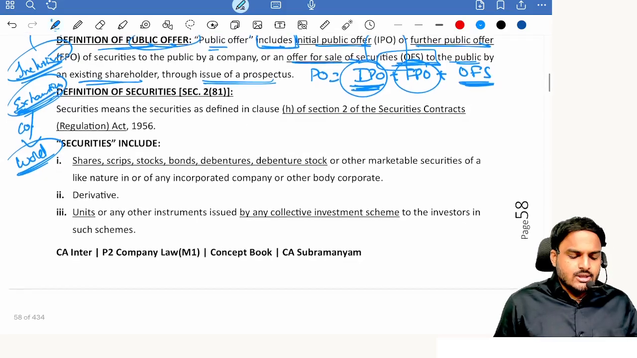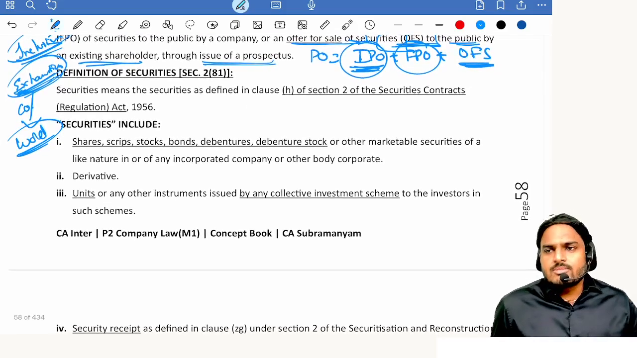Understood? Next one, definition of securities. Now come on, tell me everyone, what is our chapter name?